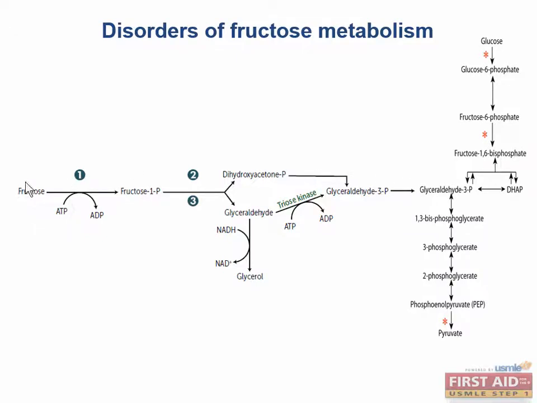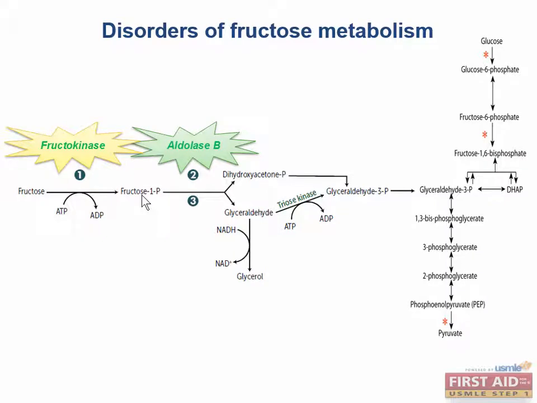Normally we start off with a fructose and it gets converted into a fructose 1-phosphate by the enzyme fructokinase. This is usually found in the liver. Since we're dealing with a kinase enzyme, what we're going to be doing is taking a phosphate group off of an ATP and getting it converted to a fructose at the 1 position. So we have a fructose 1-phosphate.